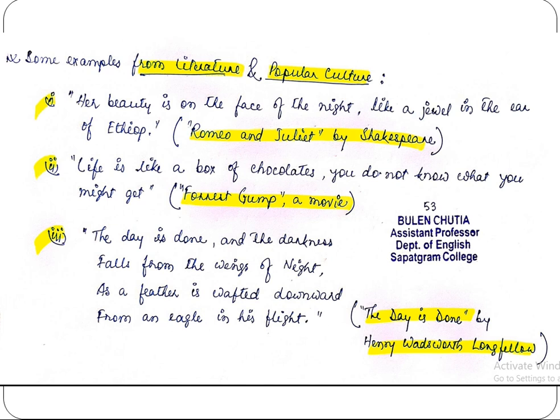Number three: the day is done, and the darkness falls from the wings of night, as a feather is wafted downward from the eagle in his flight. Here also, we can see the comparisons to make the audience understand. This is from the poem The Day Is Done by Henry Wadsworth Longfellow.